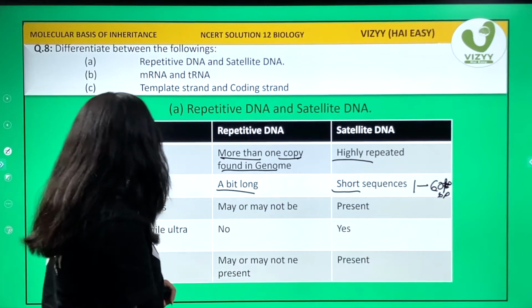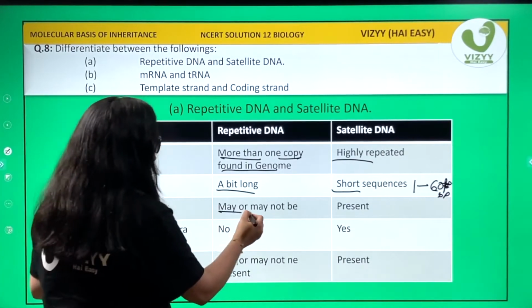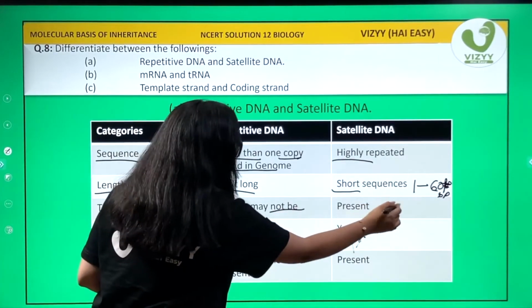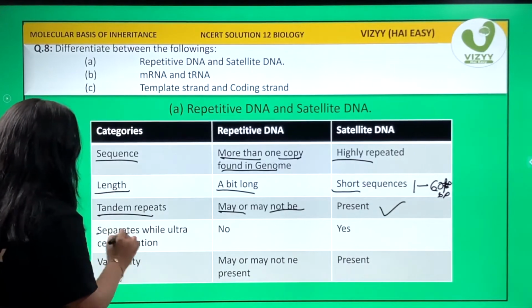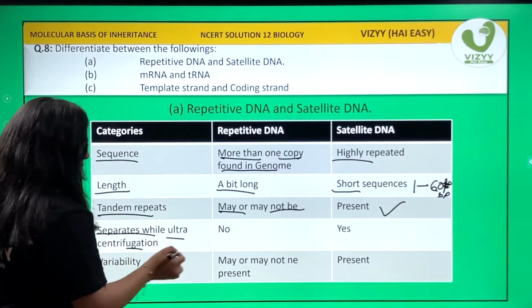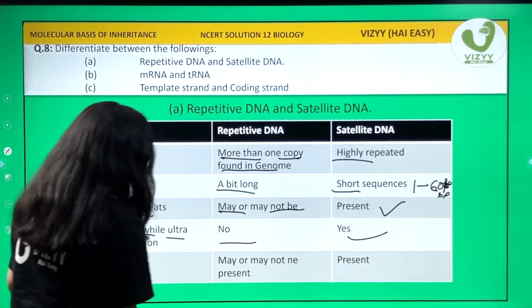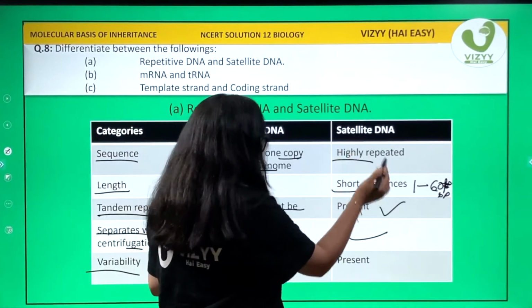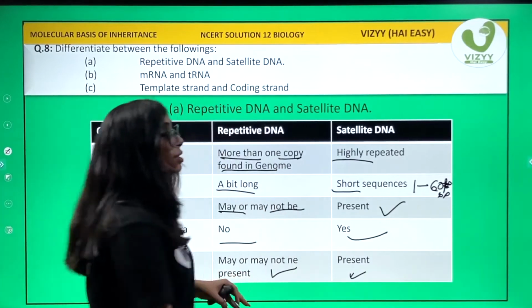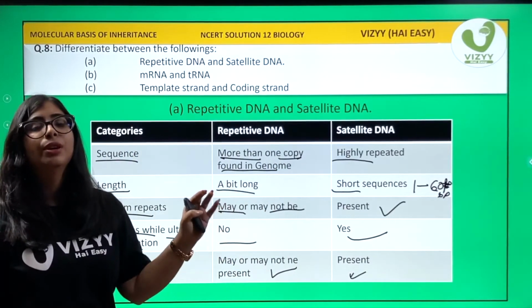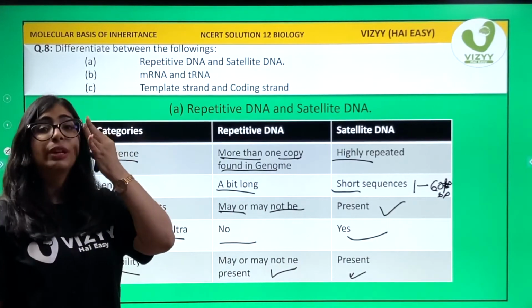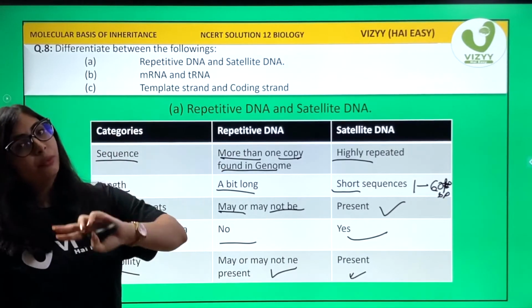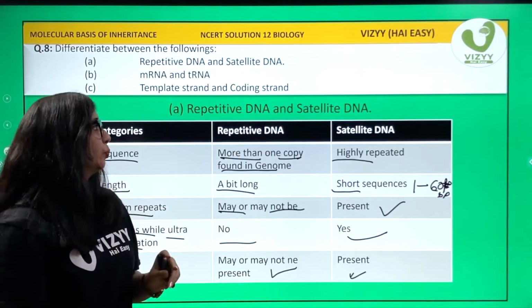Now, tandem repeats may or may not be present, whereas they are always present. Separates while ultracentrifugation? No, yes. Variability may or may not be present, whereas it is present. Okay, students, so this is how you're supposed to write a difference. So, we are done with difference number 1. Now, we are going to difference number 2.